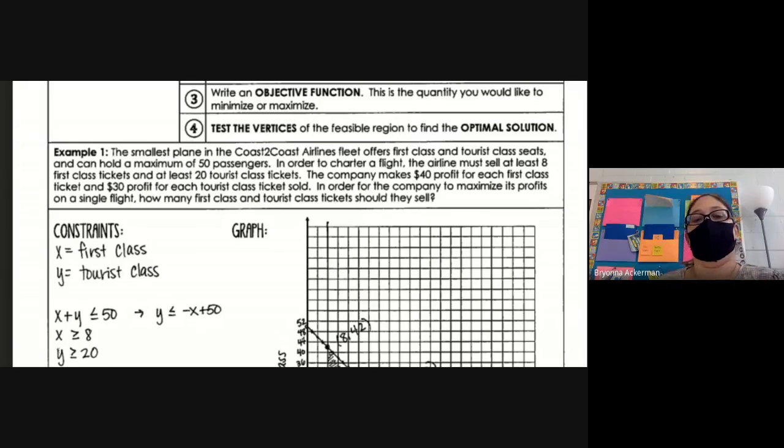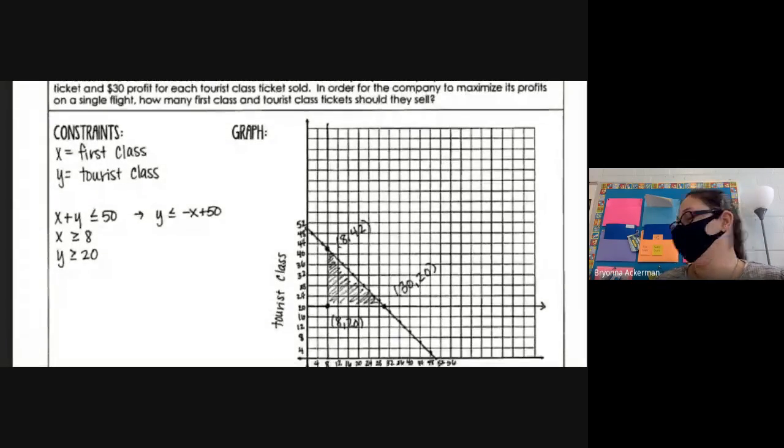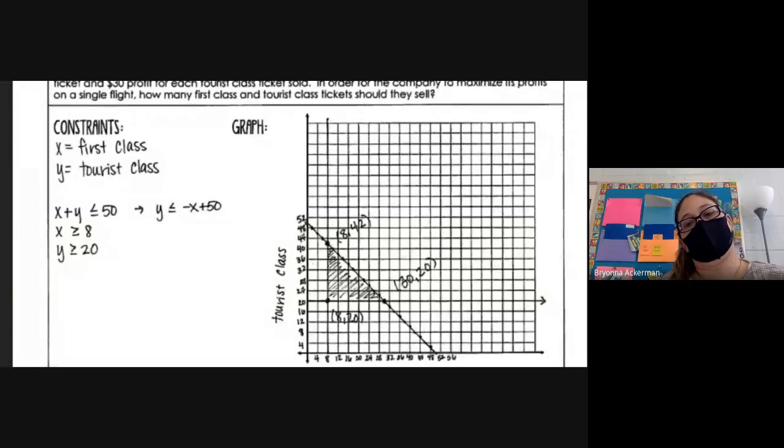But be careful, because as we create these vertices and as they overlap, we're saying that Y has to be greater than 20, but it also has to be less than what? How many passengers can I have? 50. But I also have to have a minimum of 8 first class. So what's 50 minus 8? That's actually your maximum tourist. You see that? Logically? So if I graph it, it's going to give me this, and it gives me this little triangle situation.